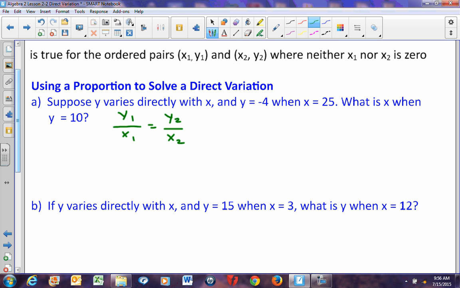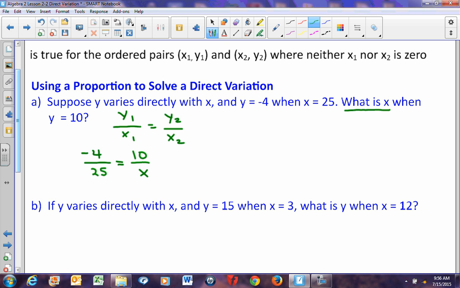Suppose y varies directly with x. Y is negative 4 when x is 25. What is x when y is 10? So y is 10. What is x? Make sure you put the x's and the y's in the right spots. Even though this was written "what is x?", x still has to go on the bottom because y goes on the top.